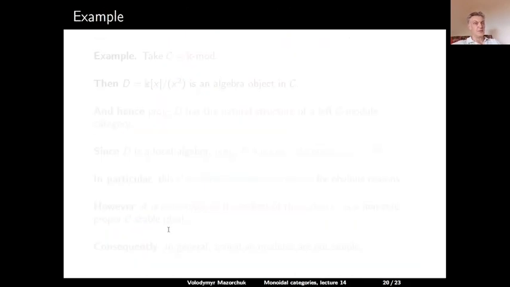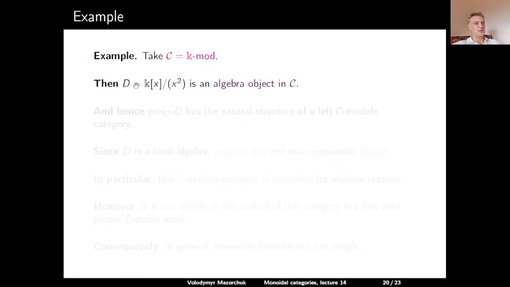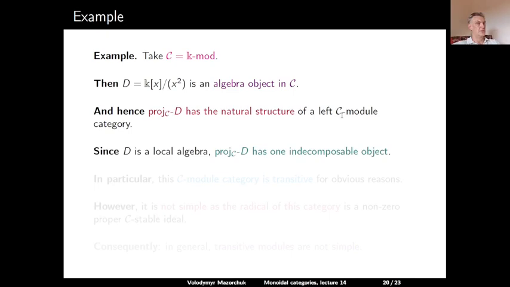So here's an example which shows that not all transitive modules are simple. Let's take as C the monoidal category of all finite-dimensional K vector spaces. Consider the algebra D of dual numbers, and of course it's an algebra, so it's an algebra object in the category C. And so the category of all projective modules over this algebra object in C, as we described, has a natural structure of a left C module category.